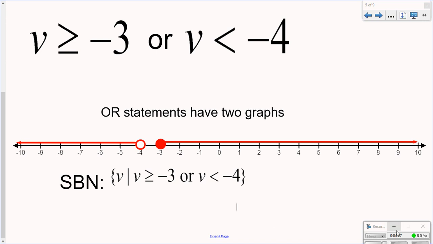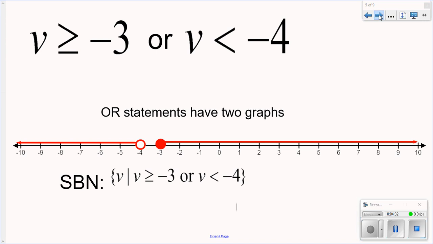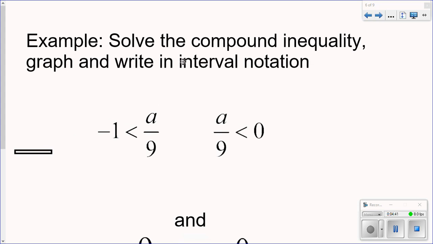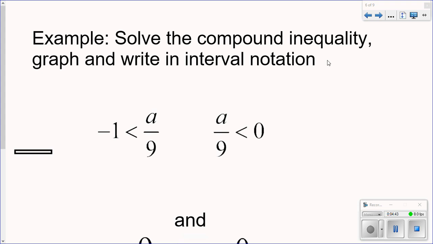Any questions? No? Cool. Moving on. Alright. Example 2. This one says to write in interval notation. Ignore that. We're going to write it in set builder notation.